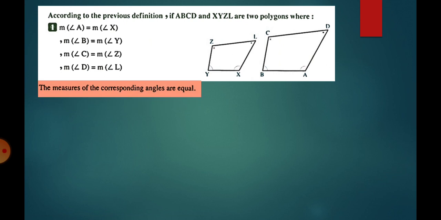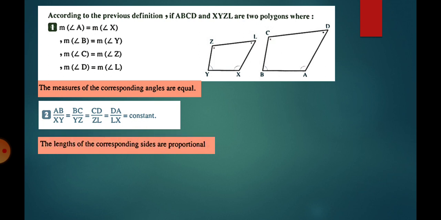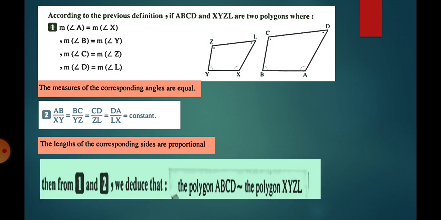What about the sides? The length of AB over XY equals BC over YZ equals CD over ZL equals DA over LX. This means all the ratios are equal, which means proportional. Then the lengths of the corresponding sides are proportional. Here are the two conditions: the corresponding angles are equal in measure and the corresponding sides are proportional. Then we can say that A, B, C, D is similar to X, Y, Z, L, denoted by this symbol.